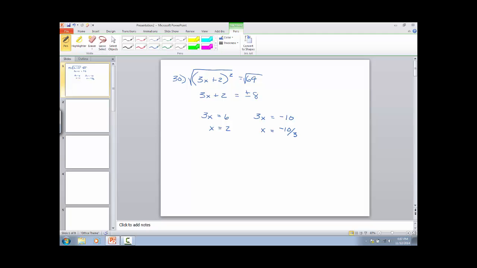Okay, now I skipped a couple of algebra steps here, but all I was doing was taking 2 away from this side of the equation in order to get 3x equals 6. Alright, we've still got more to go.